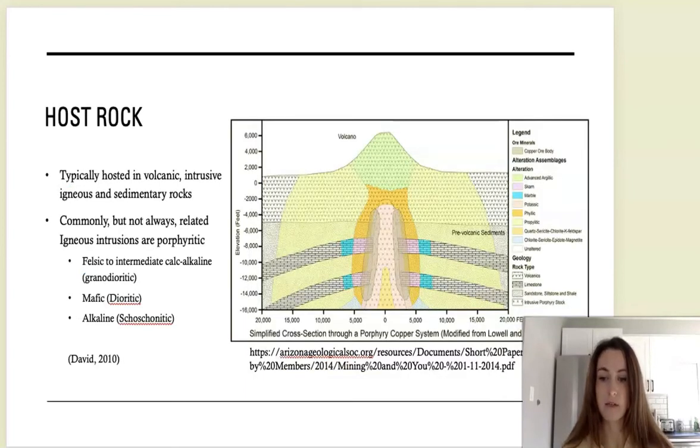Porphyry copper mineralization and alteration occurs in variable rock types, but is commonly hosted in volcanic, intrusive igneous, and sedimentary rocks. Carbonate is the most common type of sedimentary unit, and associated igneous rocks are felsic to intermediate, calc-alkaline, granodioritic derived from mantle magma, mafic or dioritic in island arc settings, and alkaline in back arc settings. The image shows a cross-section of a porphyry copper system with alteration assemblages occurring in sedimentary limestone, sandstone, and volcanic rock with a porphyry intrusion.